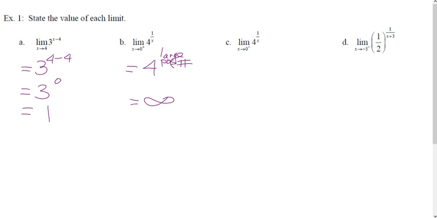Coming at it from the left, what are we going to say about x? It's going to be very small negative. What's 1 over a very small negative? So it's going to be a large negative number. What's 4 to a large negative number? Yes, 0.